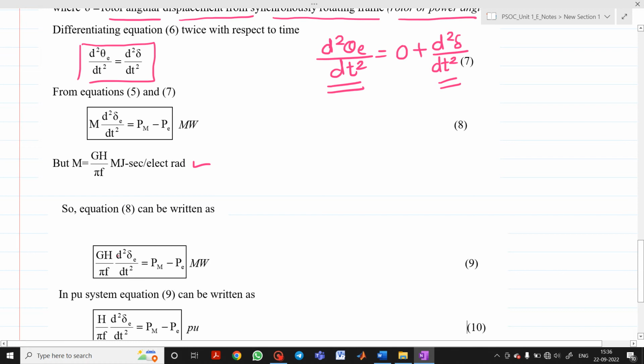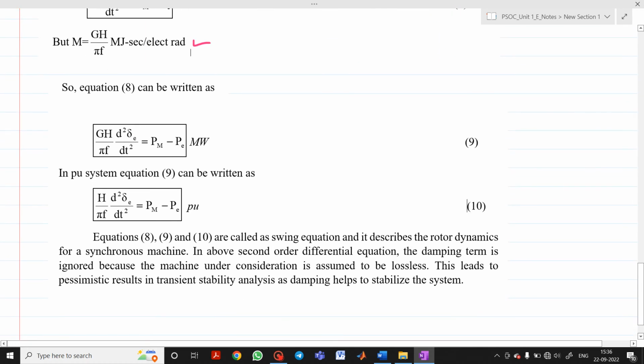How can we represent this in per unit? You have to divide equation number 9 by G. So you get H upon pi f d square delta upon dt square equal to Pm minus Pe, in per unit.